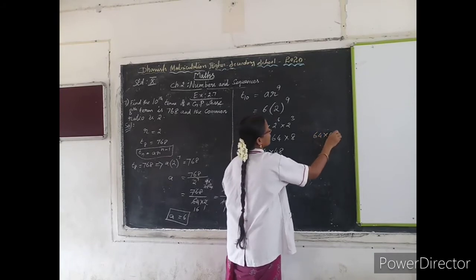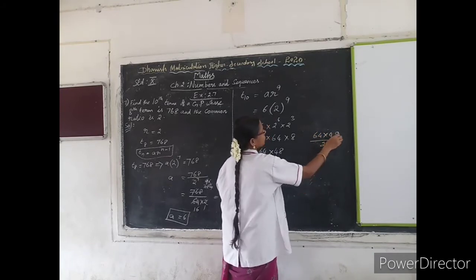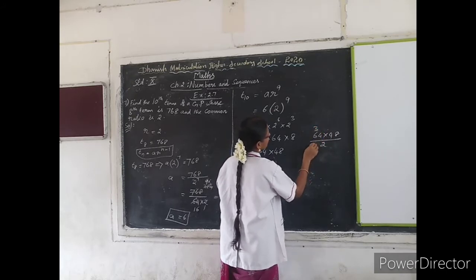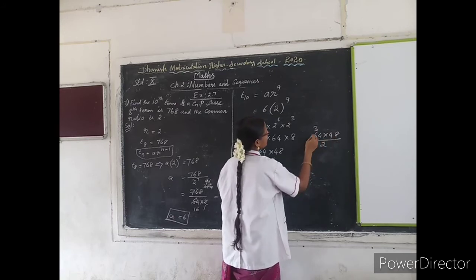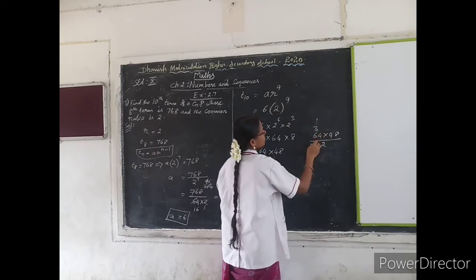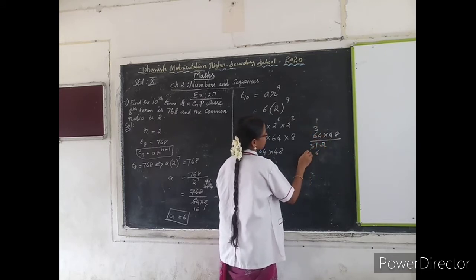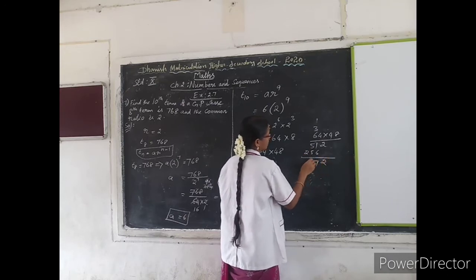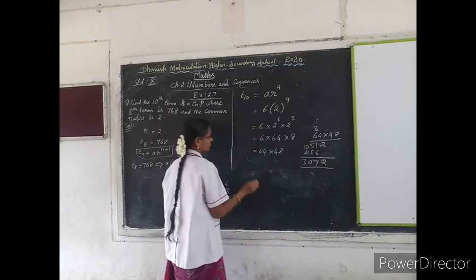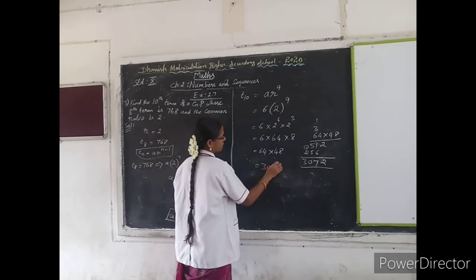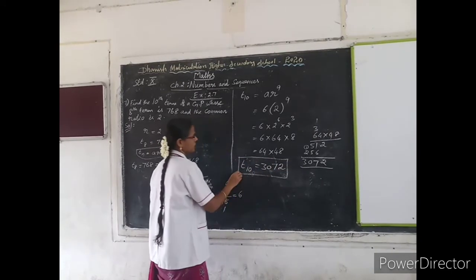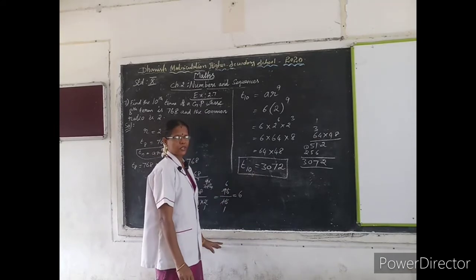64 into 48. 4 8s are 32, 40. 6 8s are 48 plus 3 is 51. 4 4s are 16. 4 6s are 24 plus 1 is 25. So 2 7 5 plus 5 0, 1 3. So 3072 is T10. The 10th term of the GP is 3072.